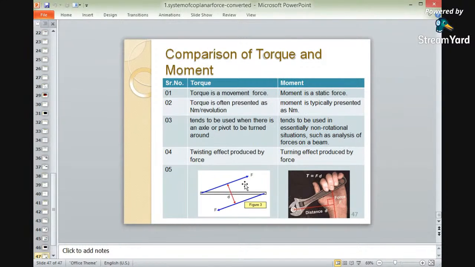Here the two forces are separated by distance d, whereas in the case of moment, a perpendicular distance d is applied. Here we apply a force with this hand, and it makes an angle of 90 degrees. Okay? Perpendicular distance.